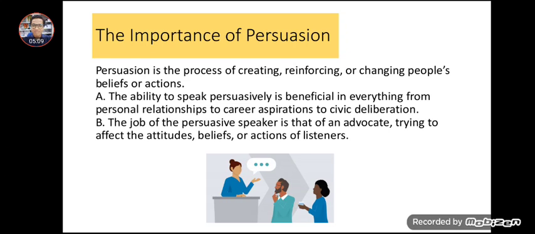And then the job of the persuasive speaker is that of an advocate trying to affect the attitudes, beliefs, or actions of listeners.